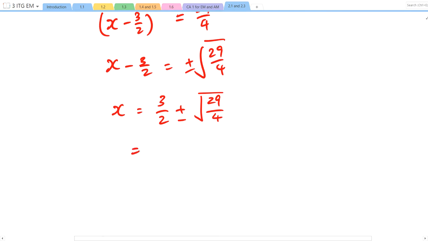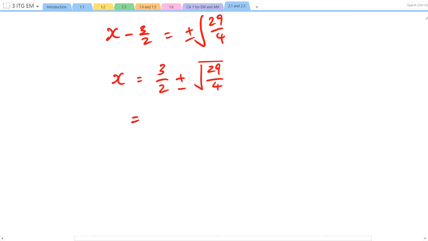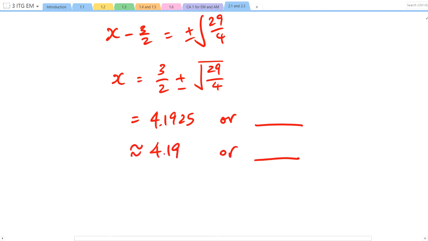Now, we know that we should be rounding off our answers to 3SF. So use our calculator to help us over here. Root 29 divided by 2. That gives me 2.69 plus 1.5. So I get 4.1925, or another answer, you can figure it out yourself, 4.19, or the other answer.